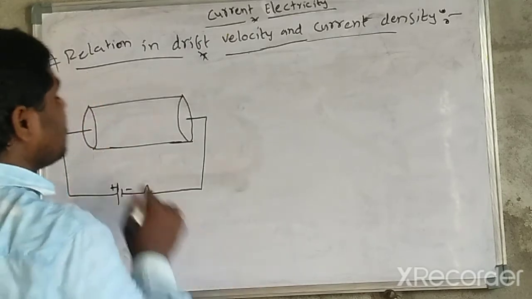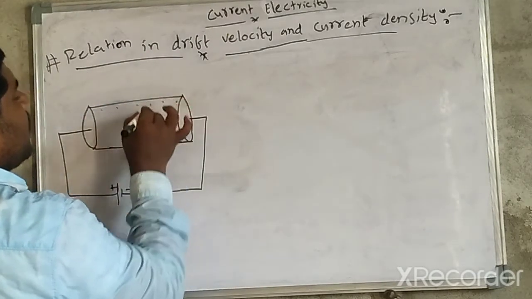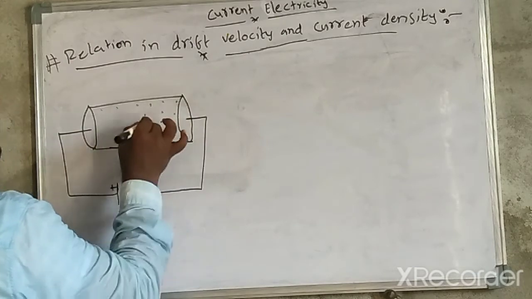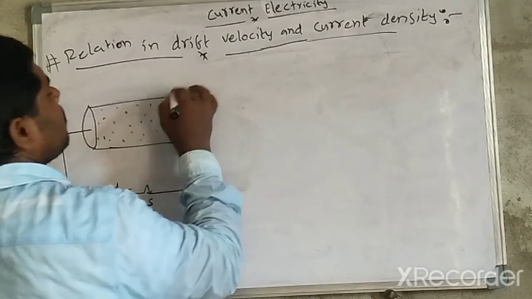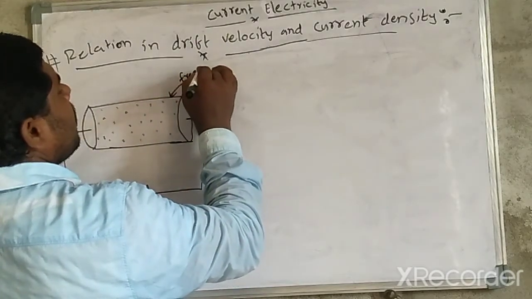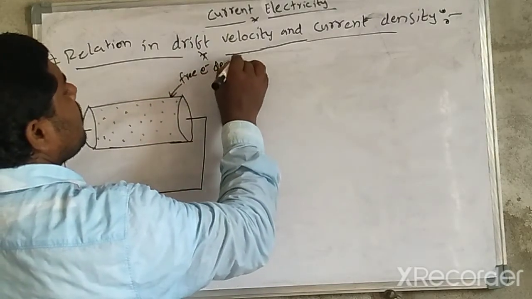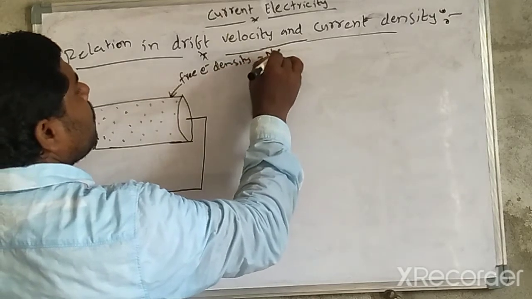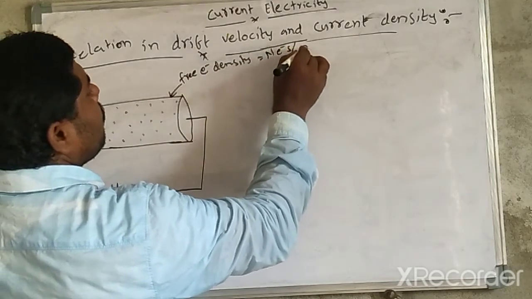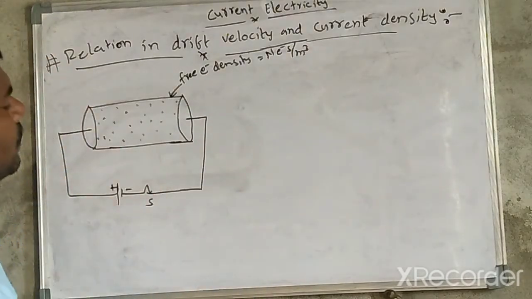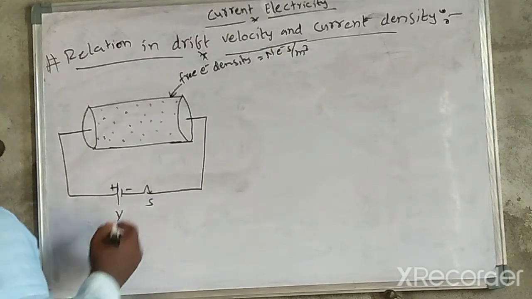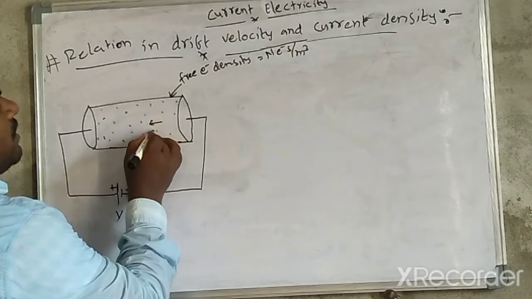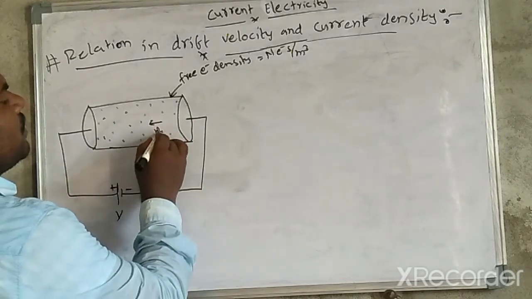Before the switch is closed, inside there are a number of free electrons. So the free electron density is equal to n per meter cube. Whenever the switch is closed, with battery potential V, the electrons move with a velocity Vd, the drift velocity.